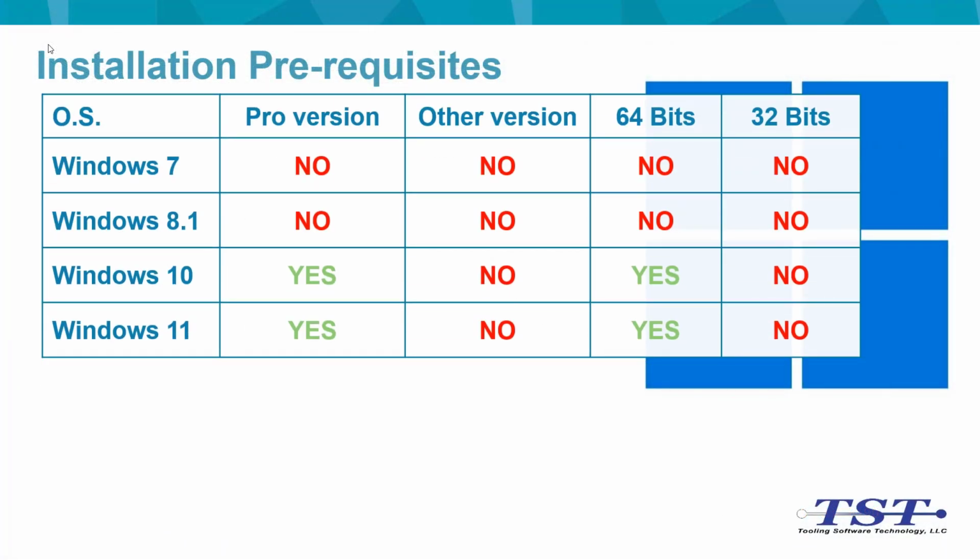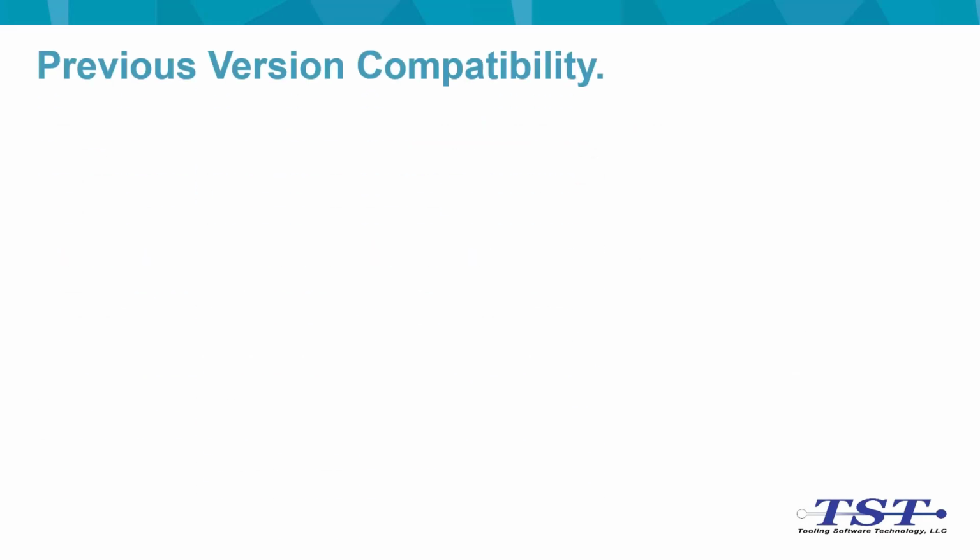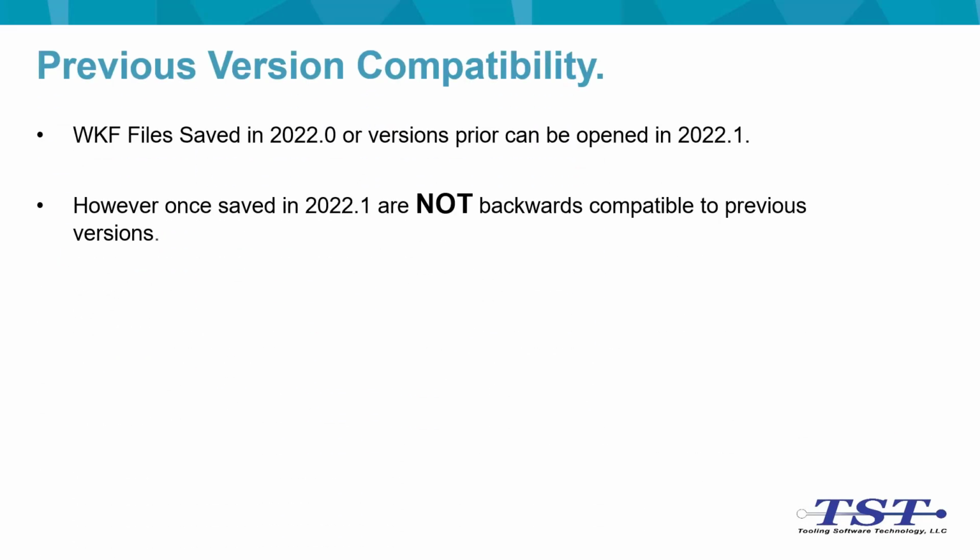So I'll go into the prerequisites. VISI does support Windows 10 and Windows 11 now. So Windows 11 is fully supported. You have to have the Pro versions, and they have to be the 64-bit versions. With previous version compatibility, work files saved in 2020.0 and versions prior can be opened in 2022.1. However, once saved in 2022.1, it is not backwards compatible.